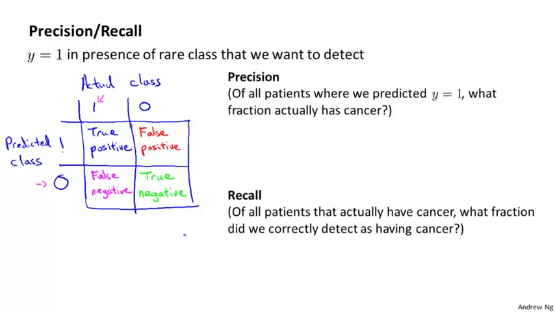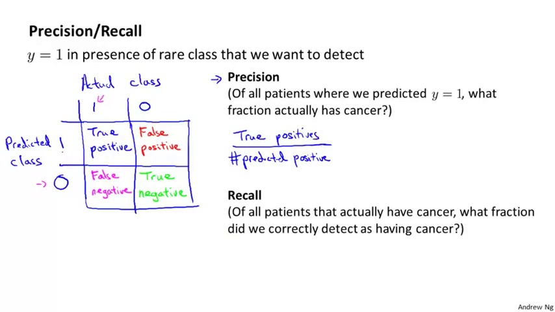We're going to compute two numbers. The first is called precision. And what that says is, of all the patients where we predicted that they have cancer, what fraction of them actually have cancer? So let me write this down. The precision of a classifier is the number of true positives divided by the number that we predicted as positive.